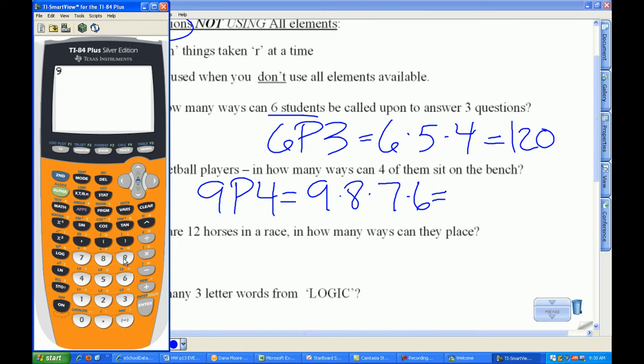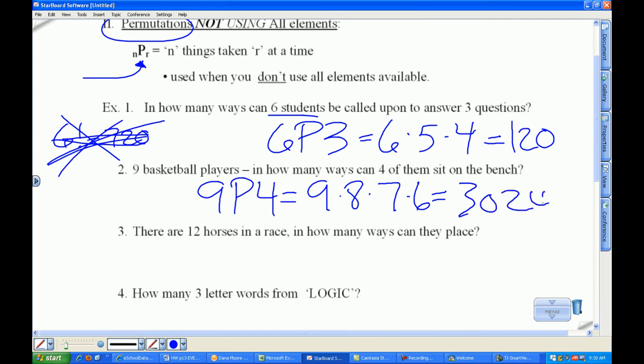Hit the math button. And we're going to go over, see this PRB on top? That is probability. You'll notice choice 2 is nPr. Choice 4 is the exclamation point. So there's your factorial. It's on the PRB tab when you hit the math button. So there's 9 nPr 4. And that is going to compute the answer for us. That is the same thing as 9 times 8 times 7 times 6. Starting at 9 and go down until we have 4 numbers.